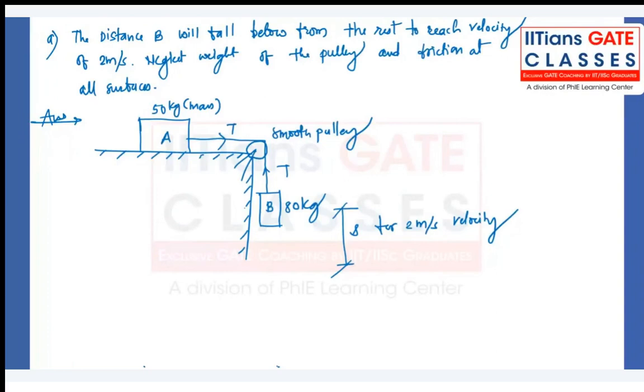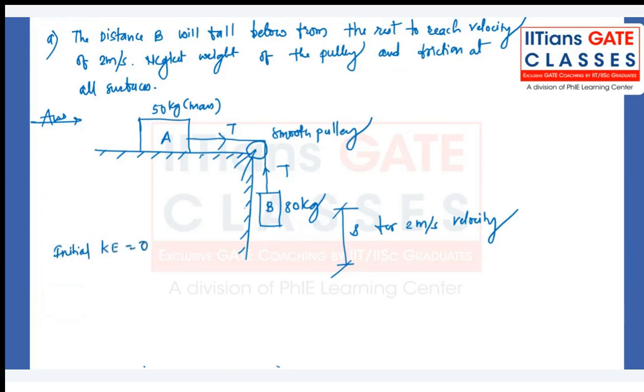Okay, if no one is able to solve, then maybe I'll help you out. See, we are not considering any friction. Initially, they have mentioned the distance B will fall below from the rest. So initial velocity is 0, so I will say initial kinetic energy is 0.